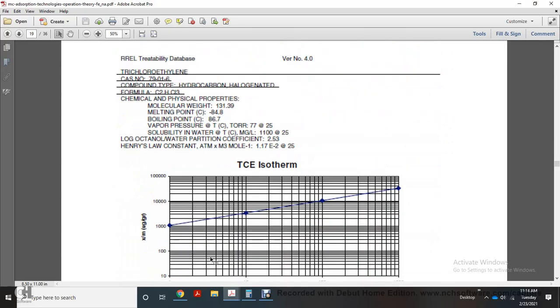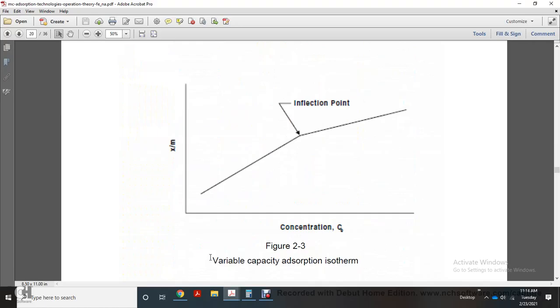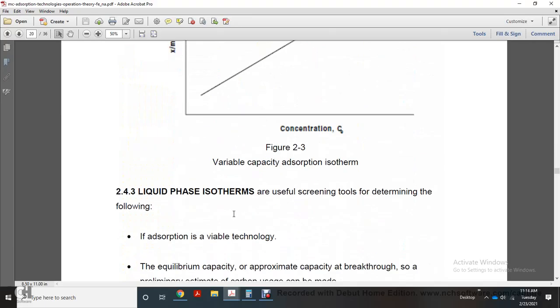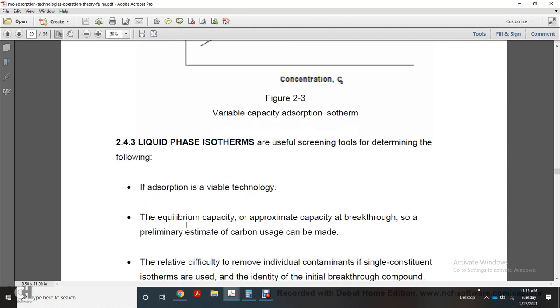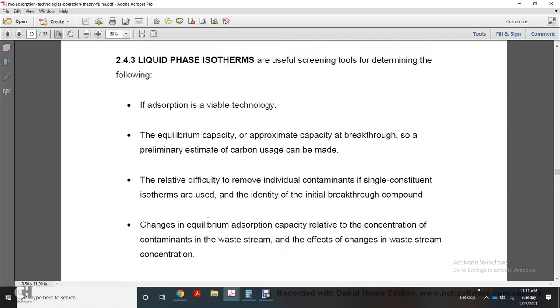These are the isotherms, Figure 2.2. Figure 2.3, variable capacity adsorption isotherm, inflection point. Liquid phase isotherms are used as a screening tool to determine whether adsorption is a viable technology: equilibrium capacity, and approximate capacity at breakthrough. A preliminary estimate of the carbon use can be made relative to the most difficult to remove individual contaminant, the single constituent with the isotherm identified as the initial breakthrough compound.